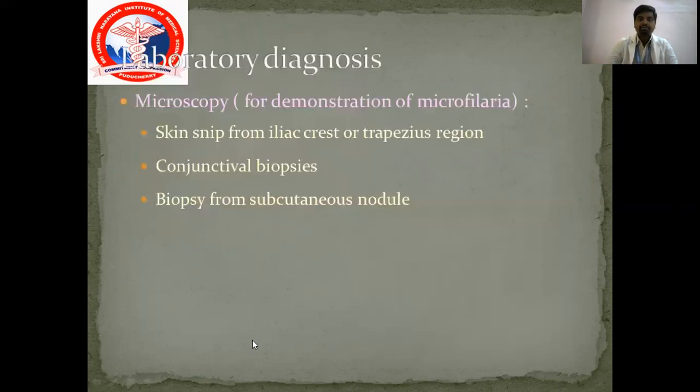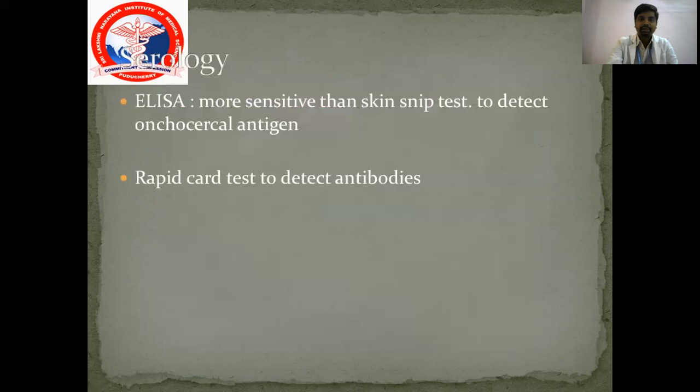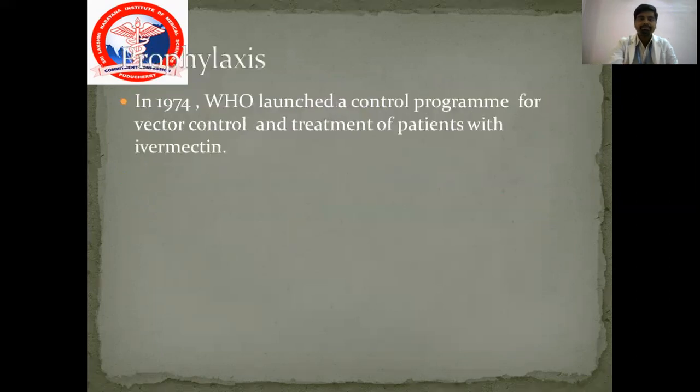Microscopy for demonstration of microfilaria: skin snips from the iliac crest or trapezius region, conjunctival biopsies, or from the subcutaneous nodules. So this is the microfilaria. Serology: ELISA is more sensitive than the skin snip test to detect Onchocerca antigen. Rapid card test detects antibodies.